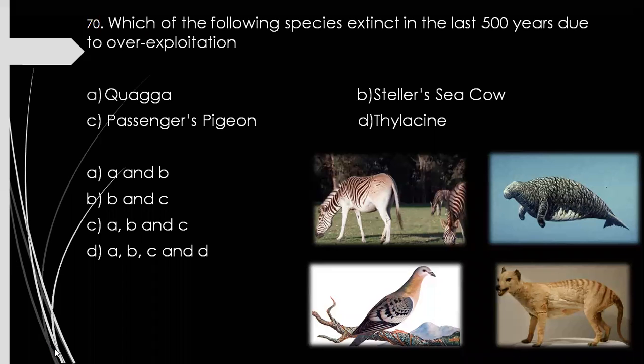The answer is B. Why the answer is B: which of the following species went extinct in the last 500 years due to overexploitation? Due to overexploitation, the Steller's sea cow and the passenger pigeon have become extinct. Recent extinctions include the dodo bird in Mauritius, the quagga of African zebra, the thylacine or Tasmanian wolf of Australia, and the Steller's sea cow of Russia.